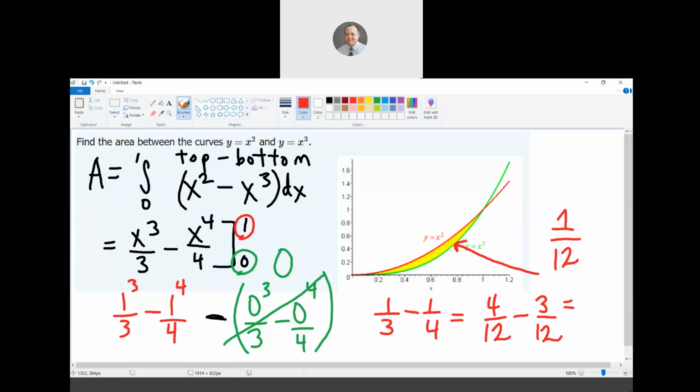And that makes sense because our curves are so close together, so that means the area is not going to be that big. Are there any questions about this area problem?